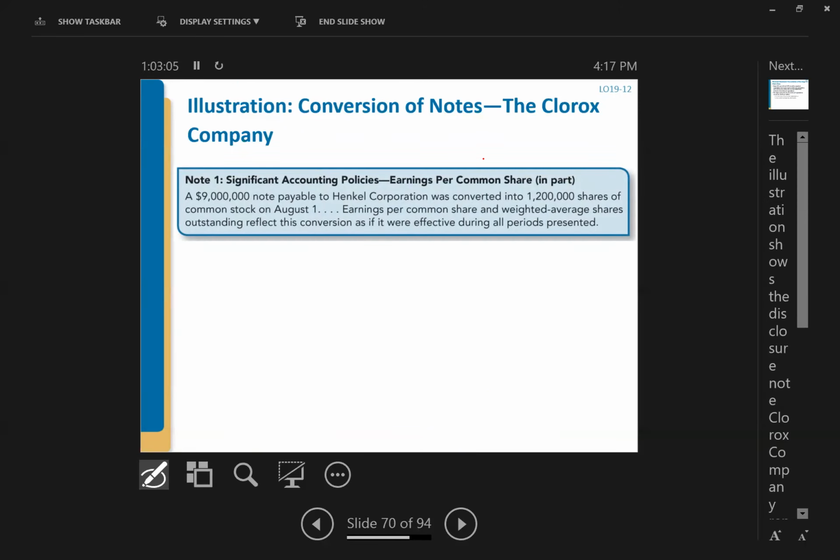Just note the disclosure for Clorox Company: a 9 million note payable was converted into 1.2 million shares on August 1st. Earnings per common share and weighted average shares outstanding reflect this conversion as if it were for all periods presented. So again, we stick with our assumption. The exercising doesn't have an impact, but the initial sale will.